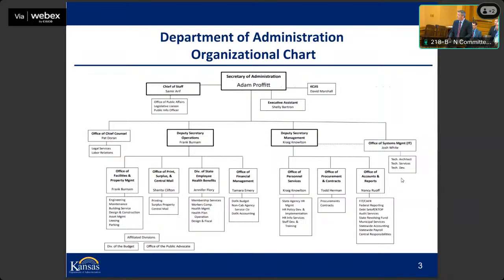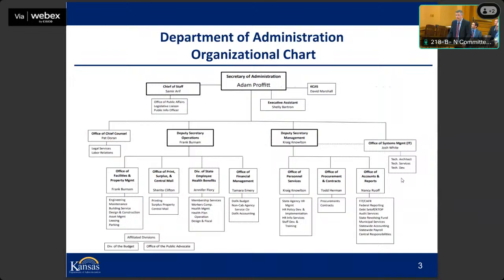Moving on to the next page, I just wanted to put an org chart in front of the committee here to show how broad our reach is, even just within the agency. So I'm going towards the bottom there, and we have 10 total divisions. So if I exclude the Office of Chief Counsel and my IT department, there are 8 remaining divisions.